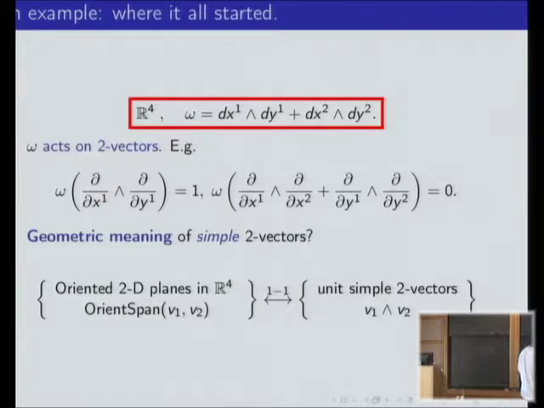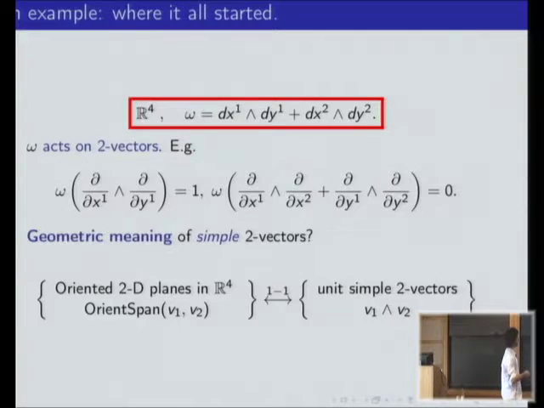And the geometric meaning is the following. Any simple two-vector identifies uniquely an oriented two-dimensional plane in R4 through the origin. And this correspondence becomes bijective in the moment you normalize all your simple two-vectors to be unit. And by unit, I mean that the area spanned by the parallelogram V1, V2 is 1. In this way, you get a bijective correspondence here.